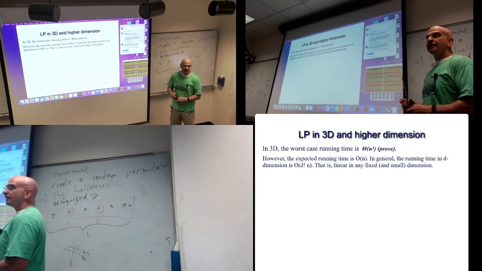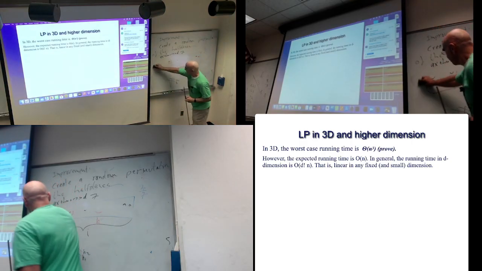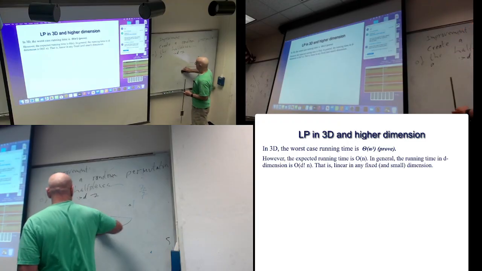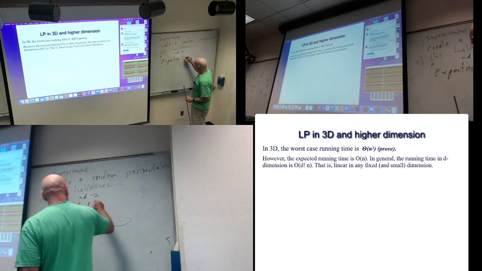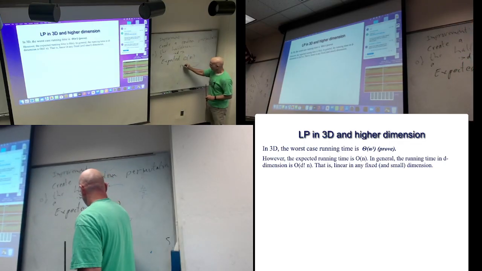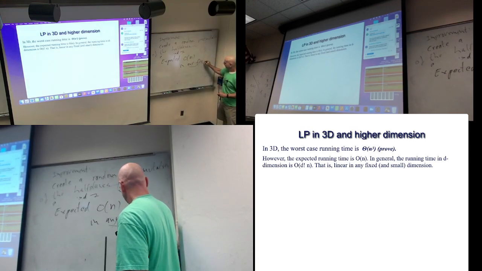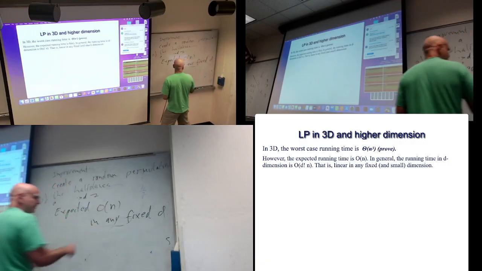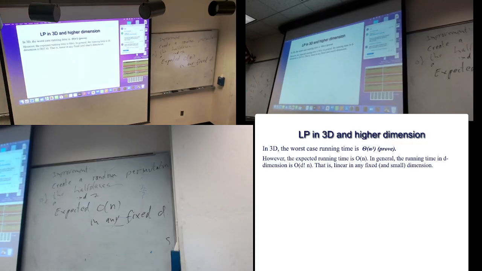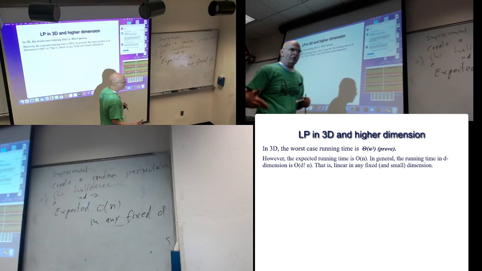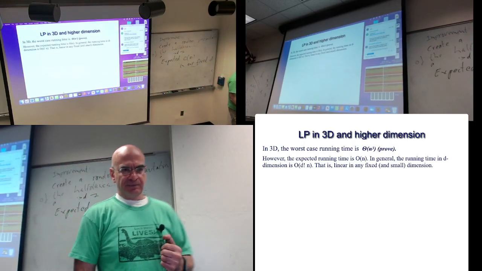It's still linear. The running time is still the expected running time. And of course, I'm cheating here. In any fixed dimension, the running time is linear in the number of constraints. But D needs to be small, because there is a constant that depends on the dimension. And this dependency is still unpleasant. It's still going almost exponential in the dimension.